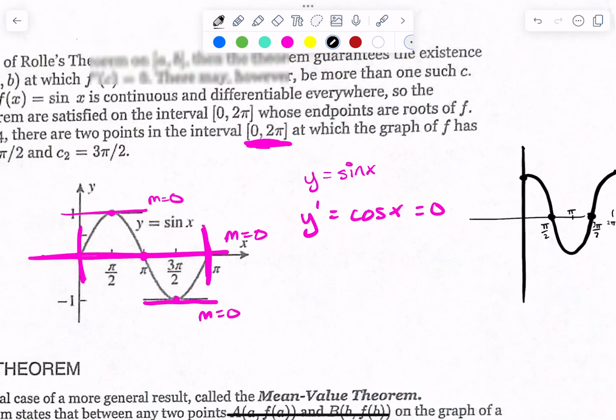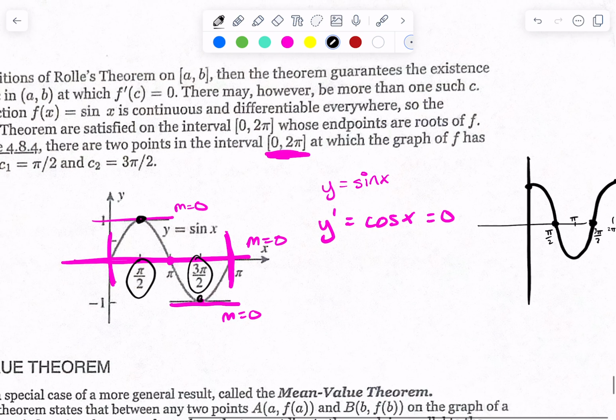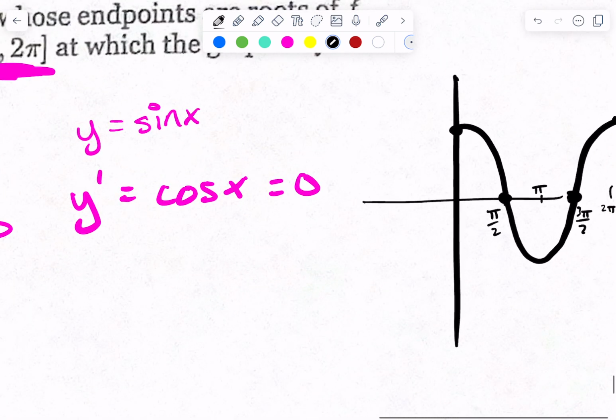Do you see that? Which means that this graph will hit a horizontal tangent line at pi over 2 and 3 pi over 2. 3 pi over 2 is like 1.5 pies.